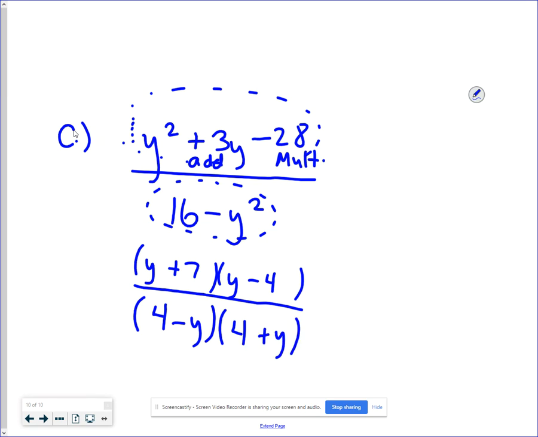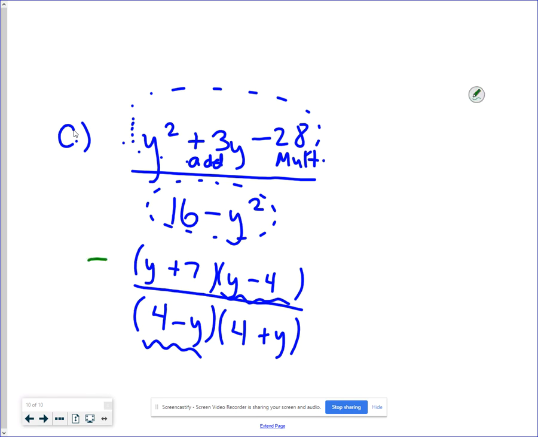Do we have any common factors? Are there any common factors I can cancel out? Currently, as it's written, no. But we got y minus 4, and now at the bottom, we got 4 minus y. This one and this one are opposites. So what we can do is factor out a negative 1 from one of them.